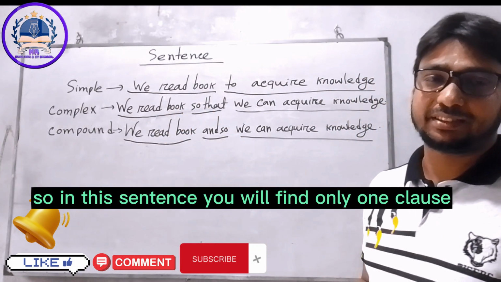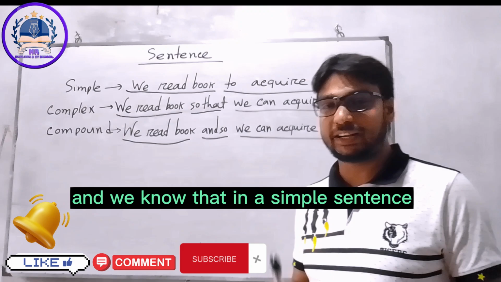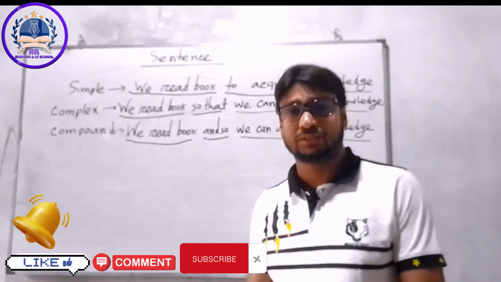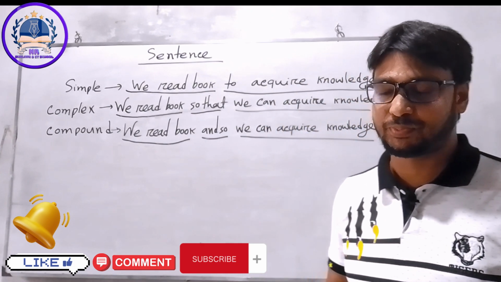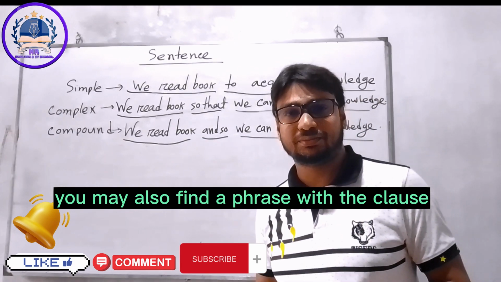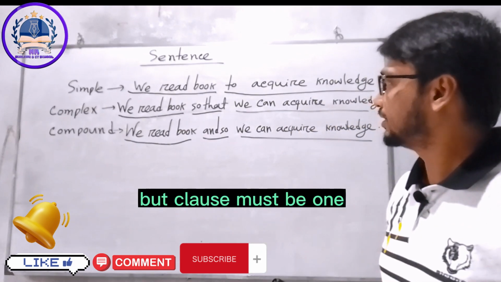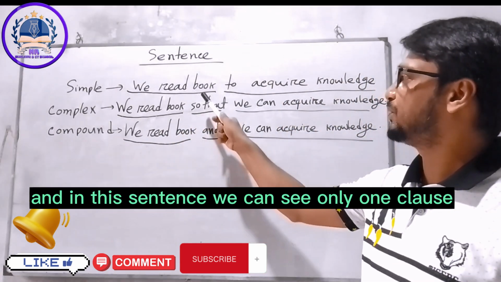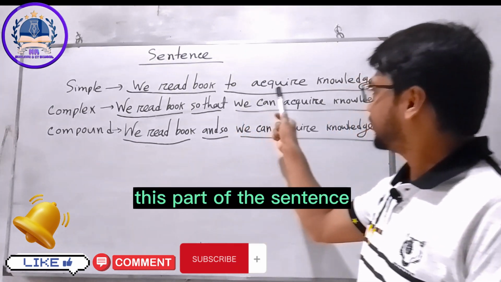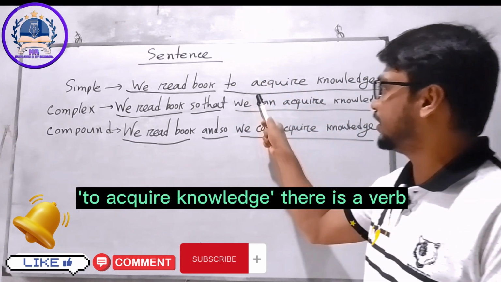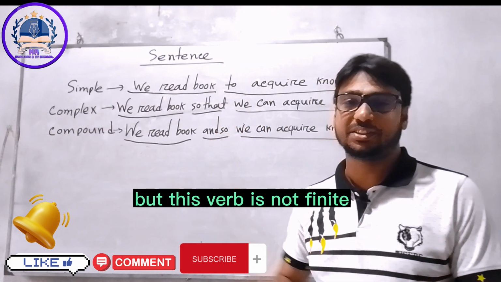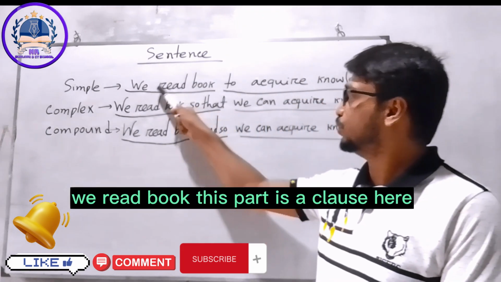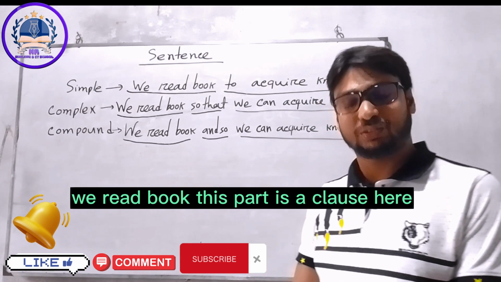So in this sentence you will find only one clause, and we know that in a simple sentence we can find only one clause. You may also find a phrase with the clause, but the clause must be one. In this part of the sentence, to acquire knowledge, there is a verb, but this verb is not finite. It's a non-finite verb. So this part of the sentence is not a clause. We read book, this part is a clause here.